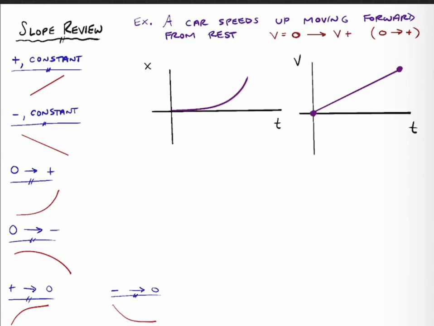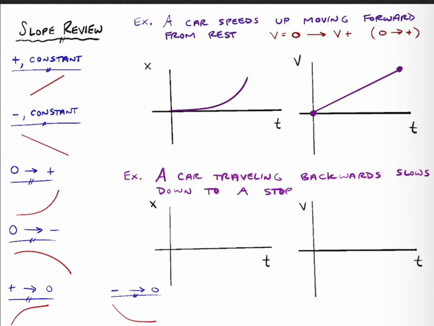All right, we'll try another example. A car is now traveling backwards and it's slowing down to a stop. So my recommendation is that you consider what's happening with the velocity. In this case, it's traveling backwards, so it starts with a negative velocity, and then it is slowing down to a stop, so it has to end with 0 velocity. So we know the velocity has to go from a negative value, moving backwards, to 0 at rest.